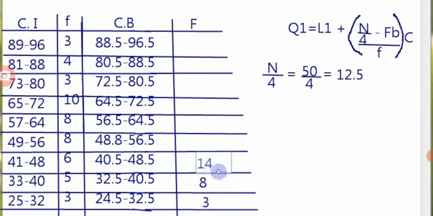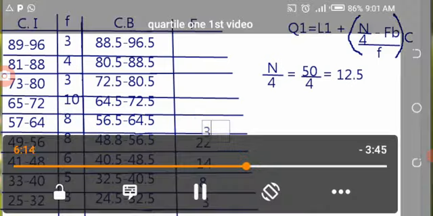will give us 14. So move to the fourth row of the frequency, that is 8. Add it to the 14 of this cumulative frequency. So 14 plus 8 gives us 22. So when we add 22 to this 8 under frequency, you have 30.